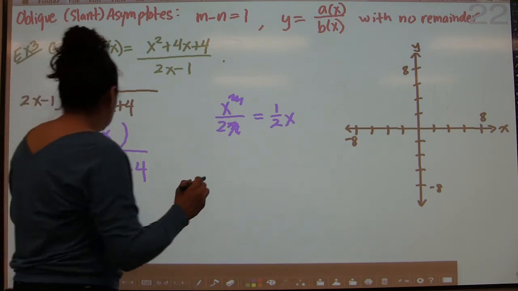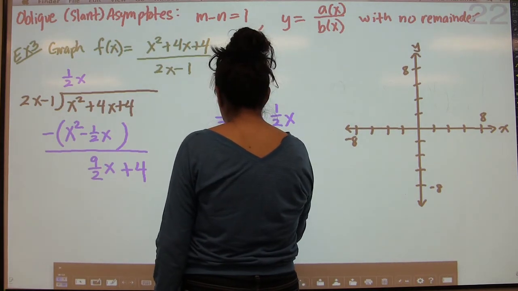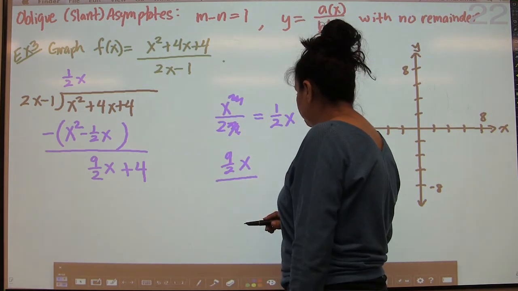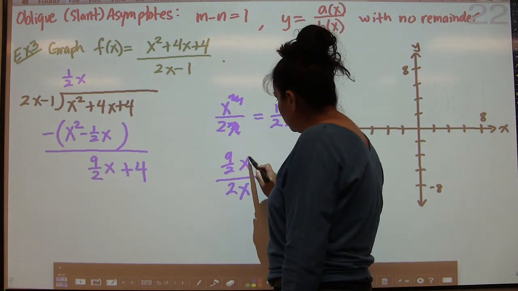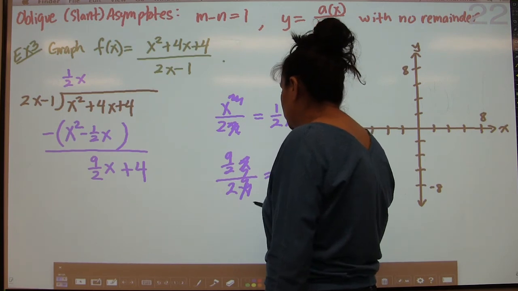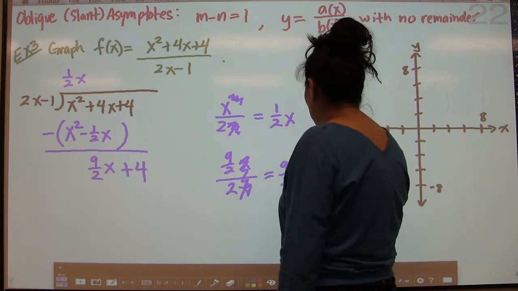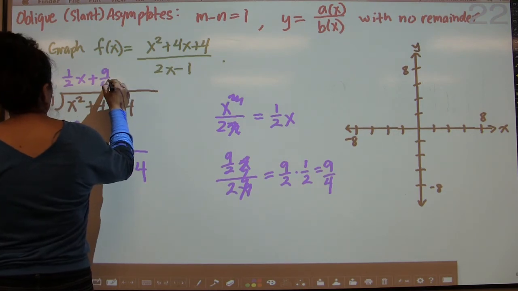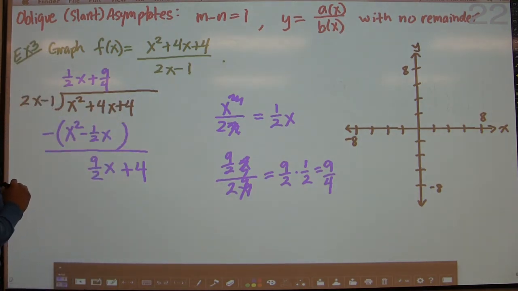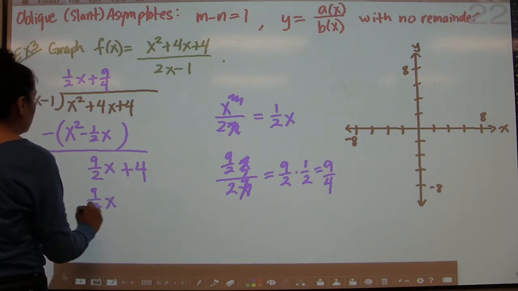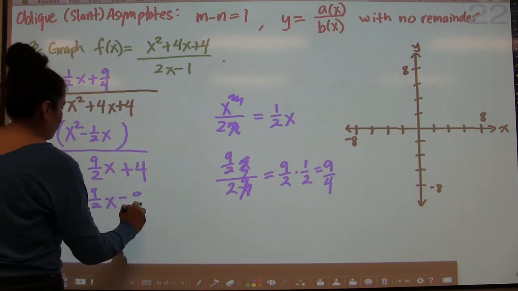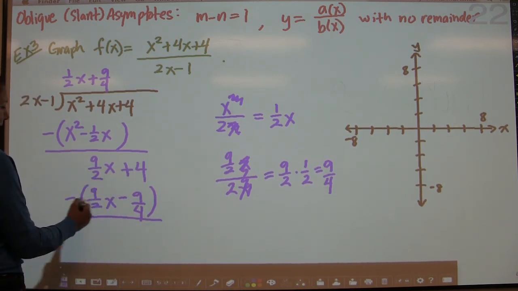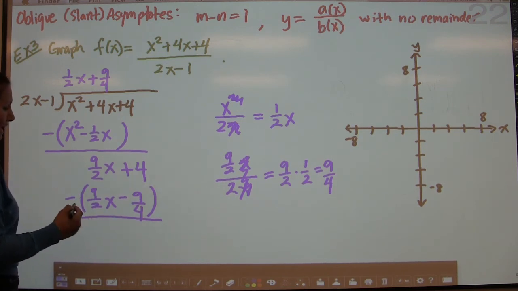All right, so then again, if you want to know what to put on the top, you take your 9/2 x and divide it by the 2x. Your x's are going to cancel. Then 9/2 divided by 2 is the same thing as 9/2 times 1/2, which is 9/4. So 9/4 is what goes up here. 9/4 times 2 is going to give you 9/2 x, and then 9/4 times -1 is -9/4. Subtract: 9/2 x minus 9/2 x cancels. 4 minus negative is actually 4 plus, so you're going to get 4 and 9/4.